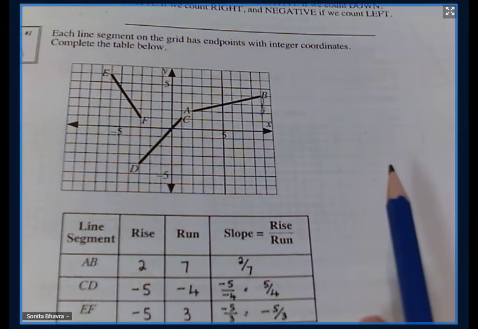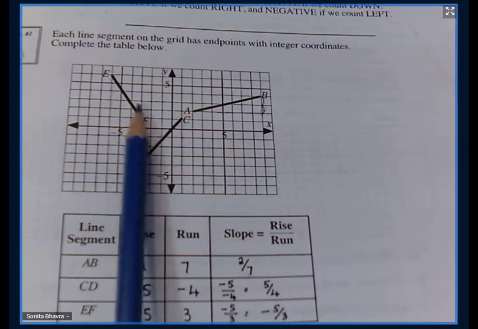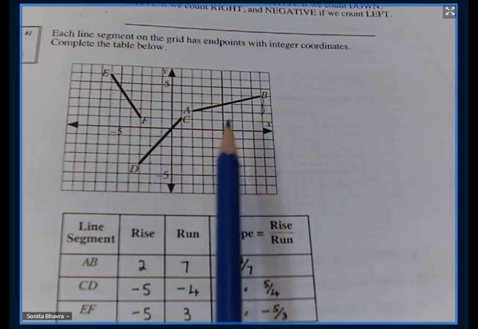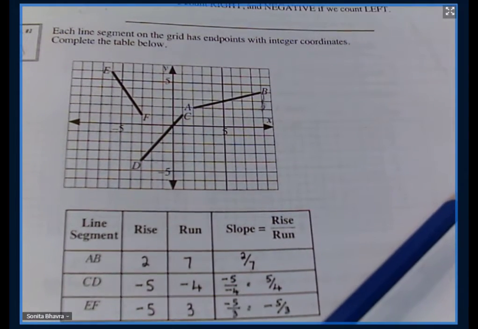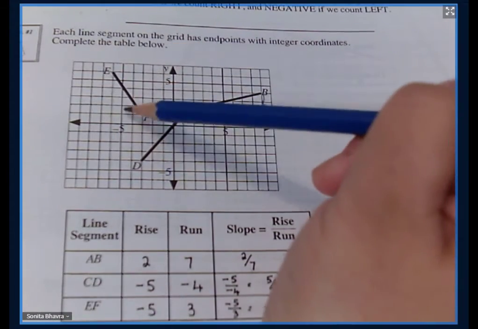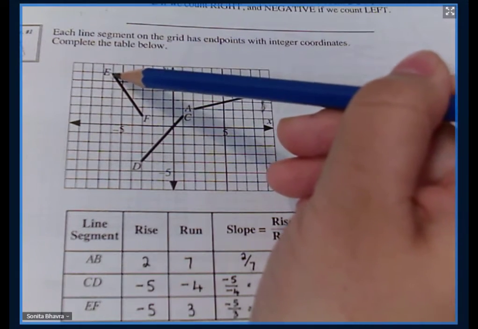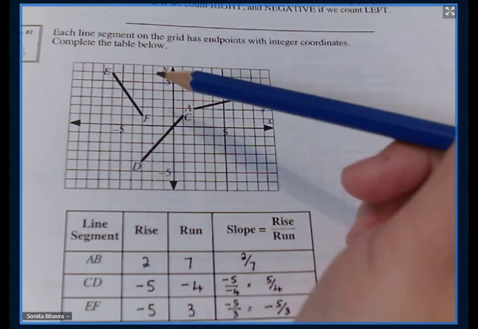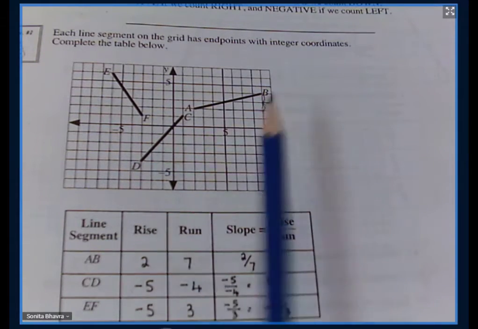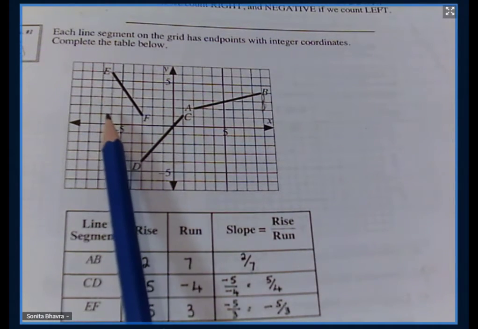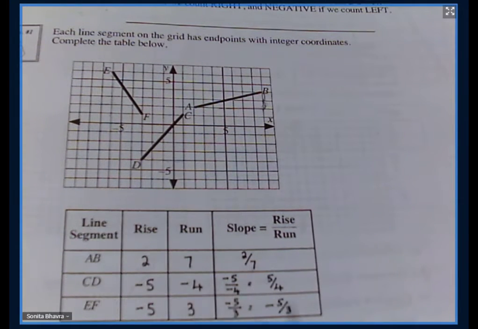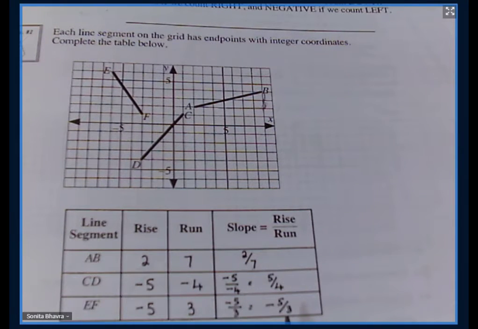All right, our next line segment is E to F. From E to F, left to right, our line is going down. Knowing that our line is going down, we know that our slope should be negative. Counting from E to F, we're counting down 1, 2, 3, 4, 5. That is our rise. Our rise is -5. Our horizontal from E to F, we're going right. It is 1, 2, 3. So our run is 3. Our slope, again, is rise over run, so -5 over 3.